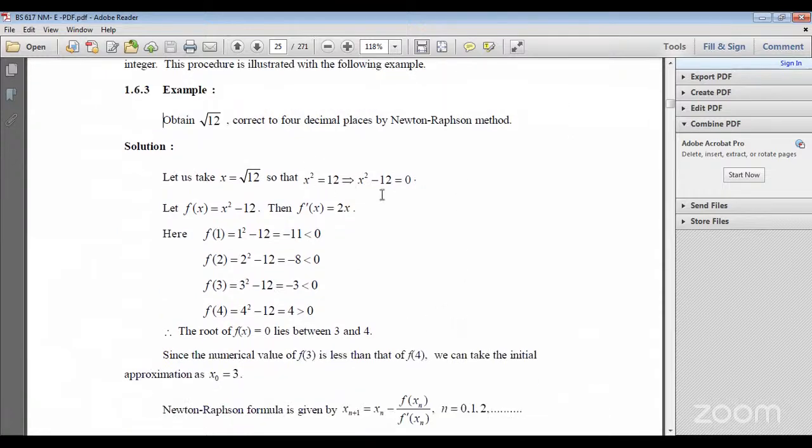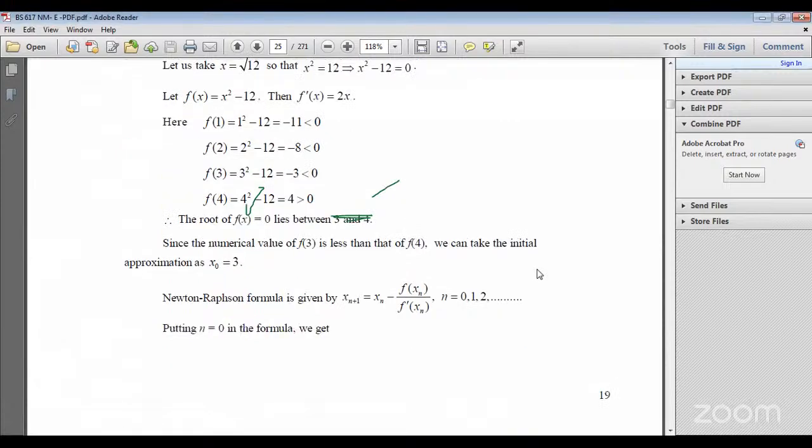x square minus 2 is equal to 0. f of x is equal to x square minus 2. Bring the constant to the left side, x square minus 2 is equal to 0. f dash xn, the constant vanishes here. f dash of x is equal to 2x. Applying 1, we get 1 minus 2 is minus 1; applying 2, we get positive 2. So therefore the root lies between 1 and 2.